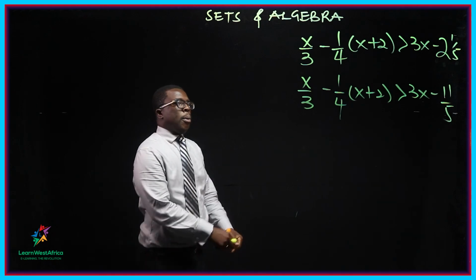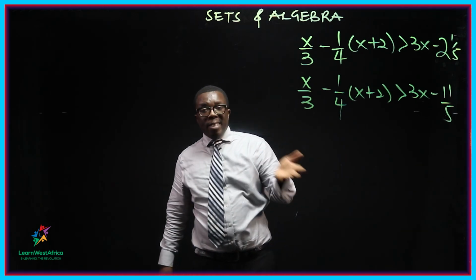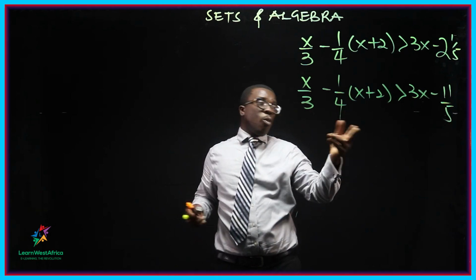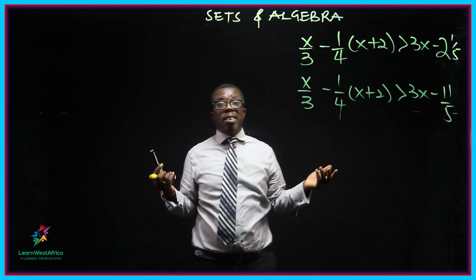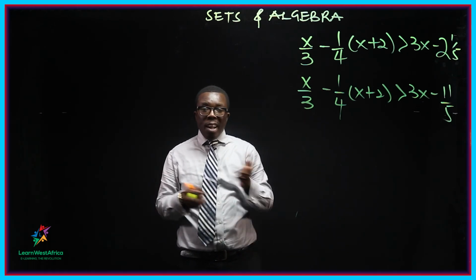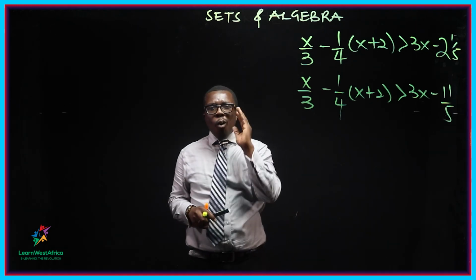The LCM is the minimum number of 3, 4, and 5. You can multiply, and I'm sure most of you also know this. 3 times 4 is 12, and 12 times 5 is 60. So you can decide to use an LCM of 60 to work.